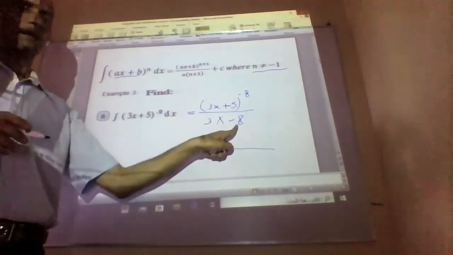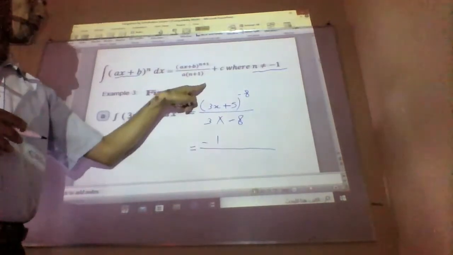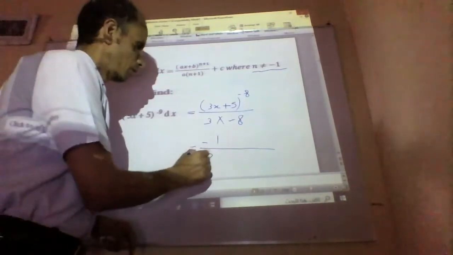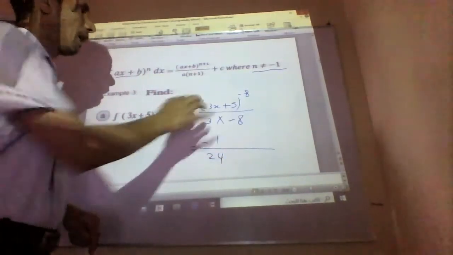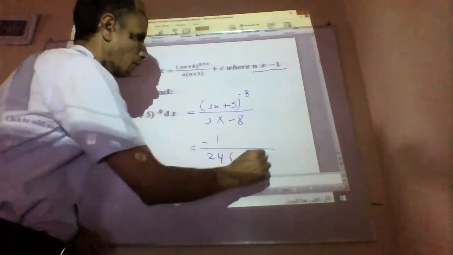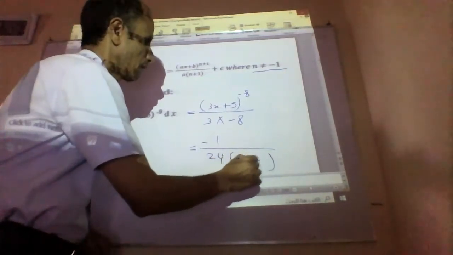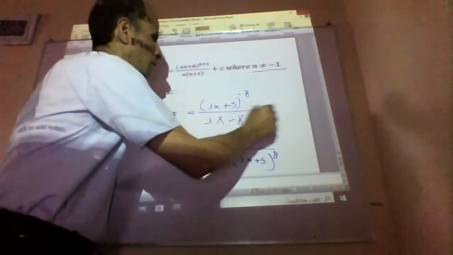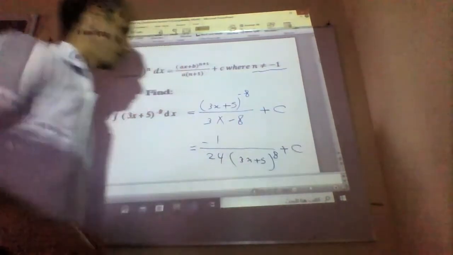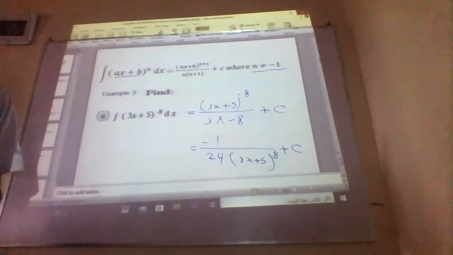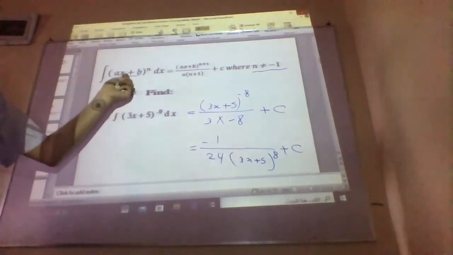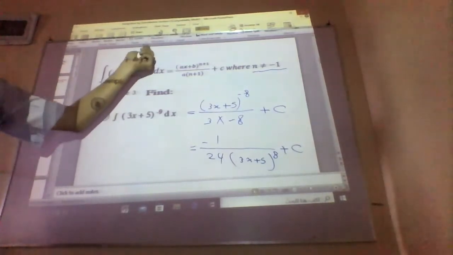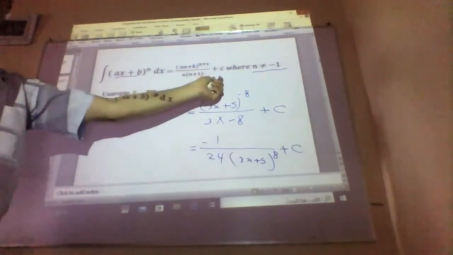3 times negative 8 equal negative 24. 1 over negative 24 equal negative 1 over 24 will be the simplest form, and putting this in the denominator, it will be negative 1 over 24 times (3x plus 5) power 8. This is the simplest form. Don't forget adding the constant. So now we have a general rule. If it is a first degree function raised to the power n, we will apply this rule.